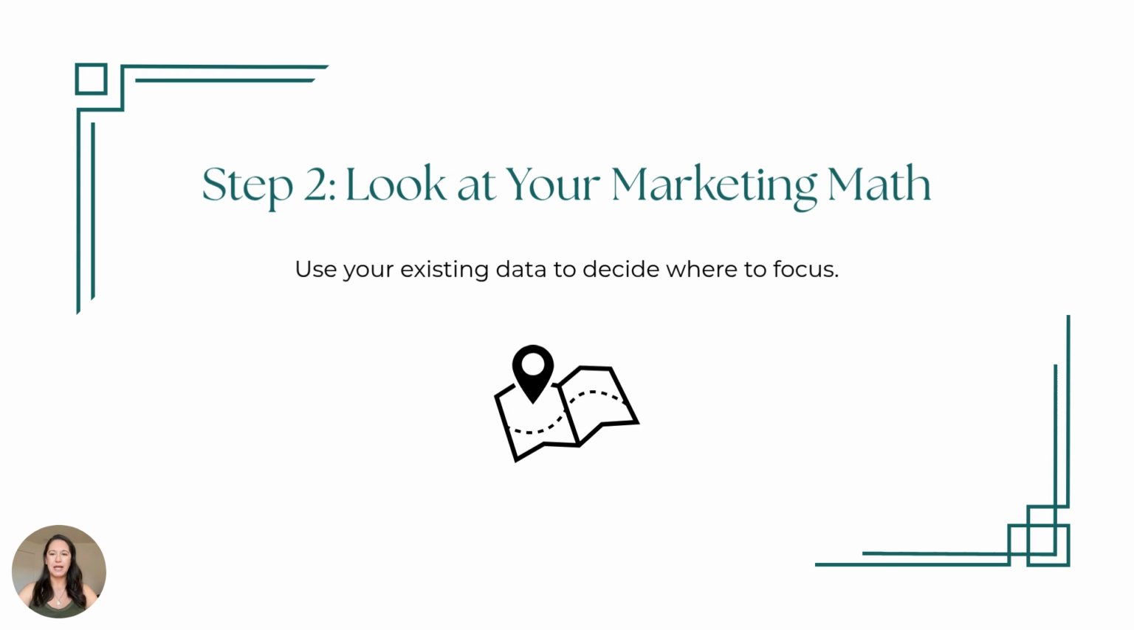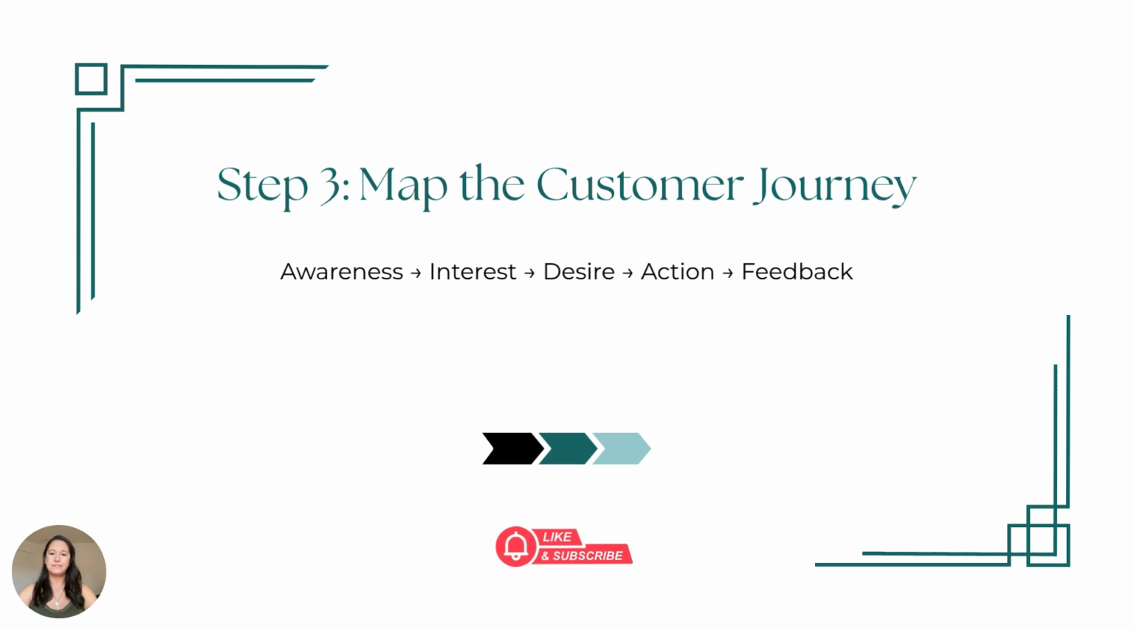Now go back to your marketing math numbers. Which stage needs improvement? If your CPL is high, your lead magnet or targeting might need work. If your CPA is high, your offer or sales page might need improvement. If your ROAS is strong, double down. You found your winner. Don't build campaigns blindly. Let your data point you to the leak that needs fixing.